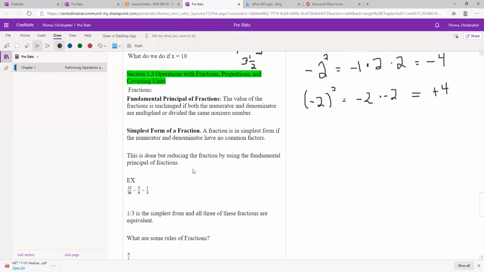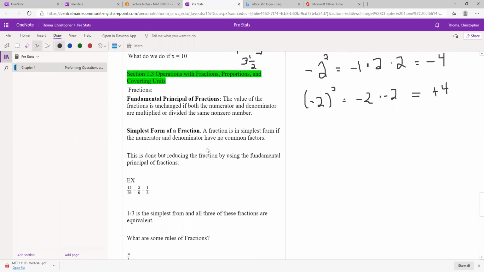So we're going to talk about some terms here for fractions. The principle of fractions: the value of a fraction is unchanged if both the numerator and denominator are multiplied or divided by the same non-zero number. This is how we simplify fractions, or how we find a common denominator when we add and subtract. It's stuff you've done before. You might be rusty, but you do know it.